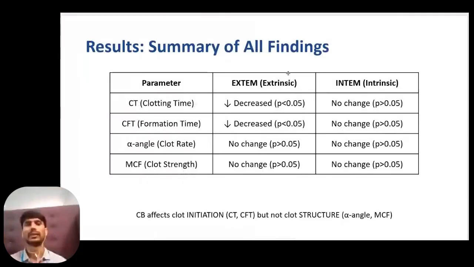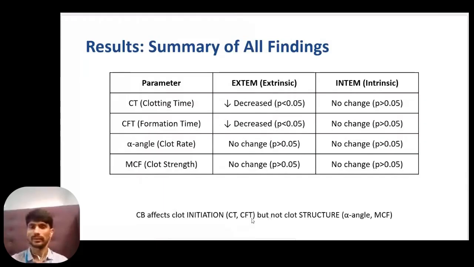The parameters are clotting time, clot formation time, alpha angle, and MCF. These are the parameters I used to identify the EXTEM and INTEM results. In the EXTEM, initially, the clotting time was decreased, with p less than 0.05. Clot formation time also decreased, with p less than 0.05. But alpha angle and MCF showed no changes, because the p value is greater than 0.05. When you look at the INTEM, the clotting time, clot formation time, alpha angle, and MCF all show no changes, because all have p greater than 0.05.